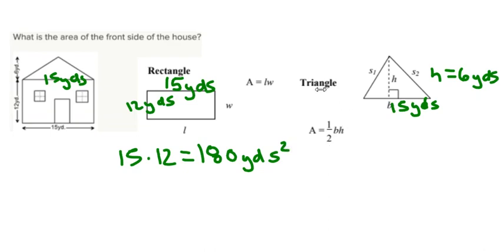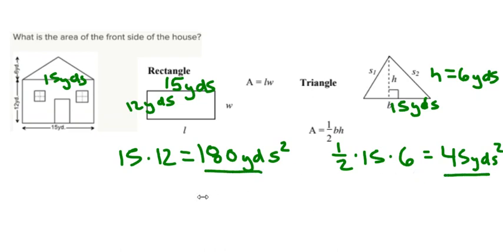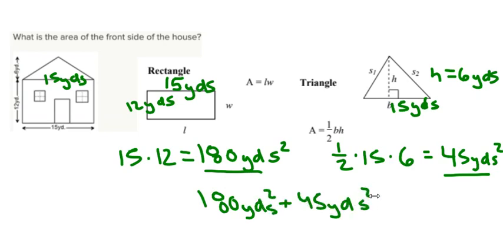And then we come over to our triangle. The area is equal to 1/2 our base, which is 15, times our height, which is 6. So 1/2 times 15 times 6 is equal to 45, again, yards squared. And our final step is to add these two values together. So we have 180 yards squared plus 45 yards squared, which is equal to 225 yards squared.